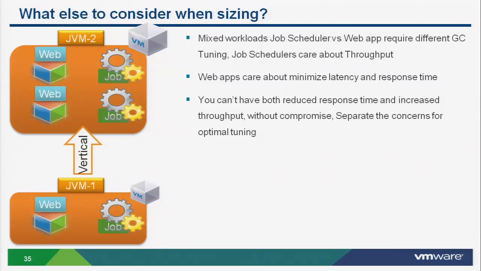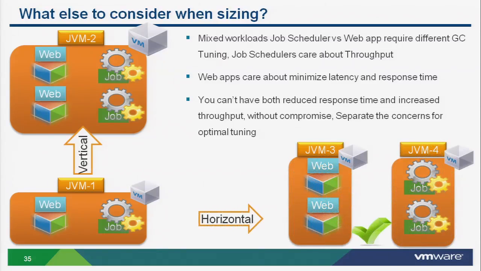You're compromising the amount of tuning you can do here, and what I often recommend is to separate the workload types between JVM 3 and JVM 4 and vertically scale up that way. So now we've got a JVM that only has web services or war files on it versus another JVM that has the job scheduler on it. This is throughput tuning and this is response time tuning. So this may be a throughput GC and this may be CMS.